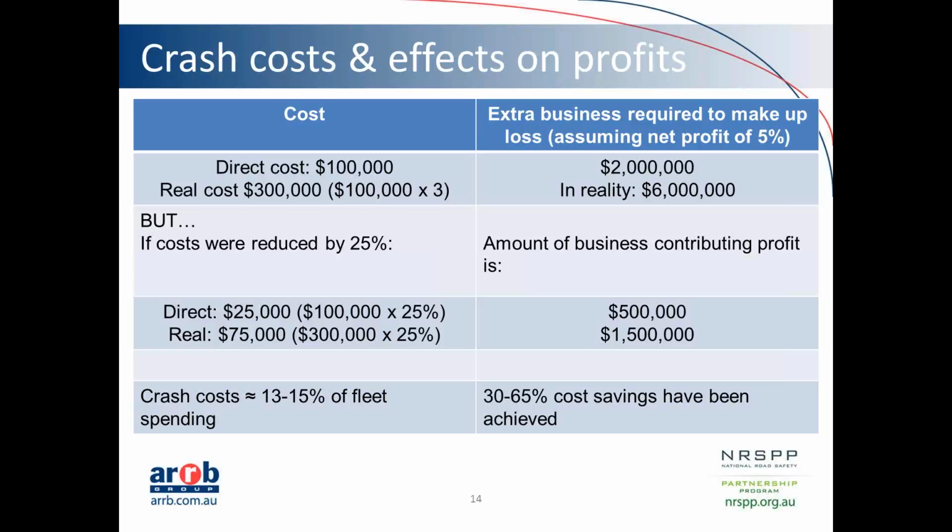And obviously, if we reduce the costs associated with road trauma, in this case by 25%, it means that the necessary turnover required also reduces significantly. But this is certainly an example of where you could perhaps simply articulate the impact to the wider organization and how the employees themselves can help participate in the profitability of the business simply by driving more safely.